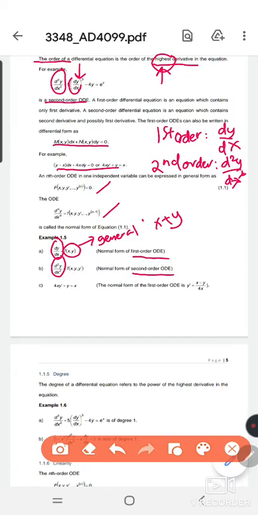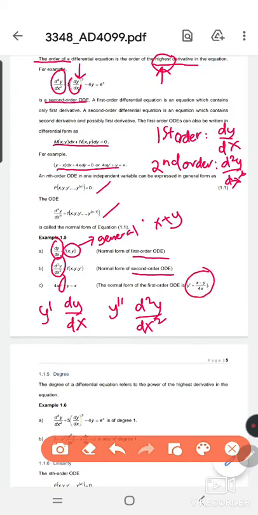Okay, this one dalam bentuk prime notation. Kalau y prime dia sama dengan dy dx, dia cuma first derivative. Kalau y double prime dia sama dengan d square y dx square. So this one, the normal form of the first order differential equation is y prime equals x minus y over 4x. Yang ni disusun balik. Daripada sini disusun balik untuk jadikan y prime as a subject. So this one is first order ordinary differential equation.